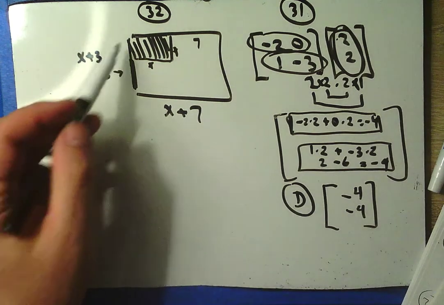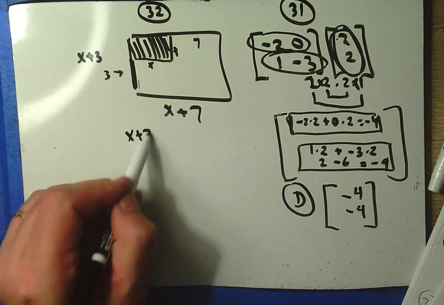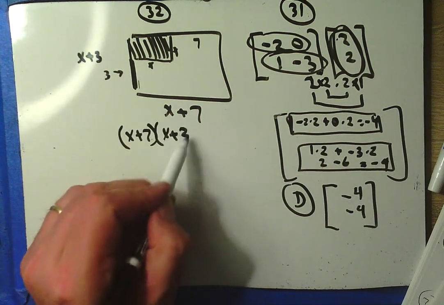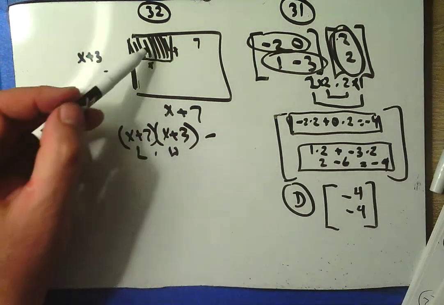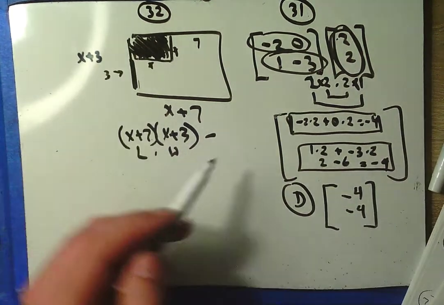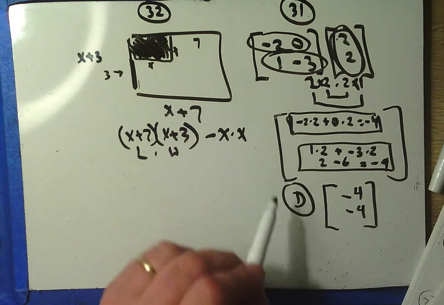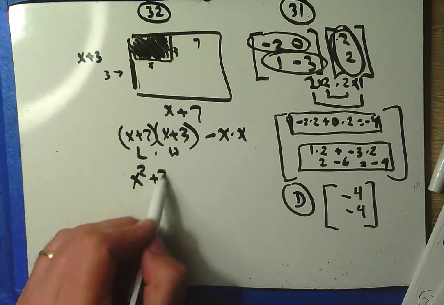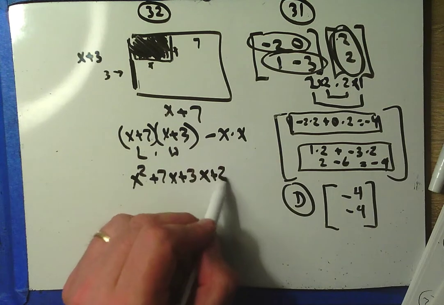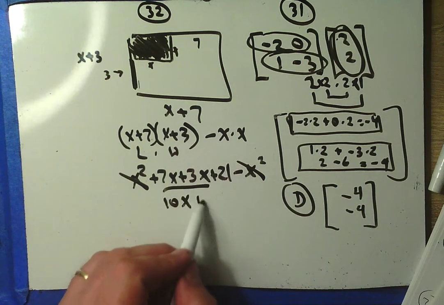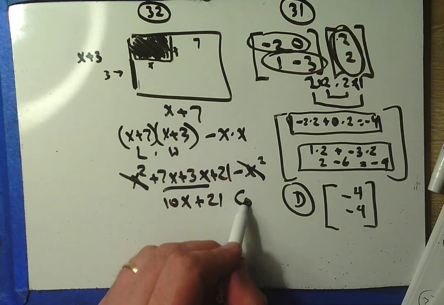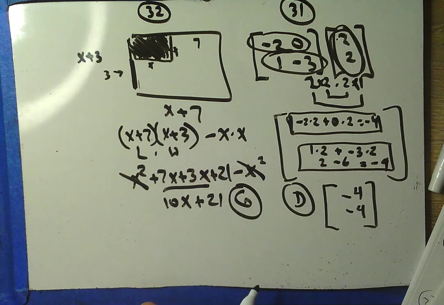Well, we could think about it as the area of the whole playground, which is x plus 7 times x plus 3, length times width. But we're going to have to subtract that sectioned off area for the sandbox, which is x times x. So x squared plus 7x plus 3x plus 21 minus x squared. I notice the x squareds will cancel. I combine like terms. I get 10x plus 21, and that corresponds to choice G. G for number 32. Okay, now, I think 33 is the toughest problem in the packet.